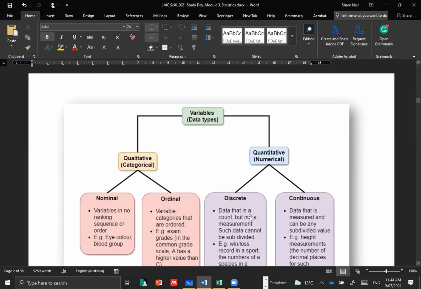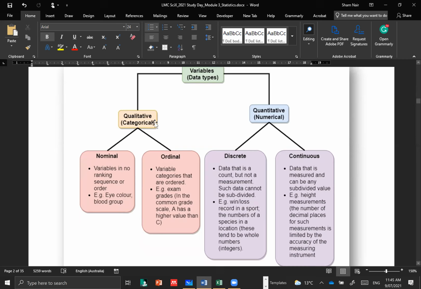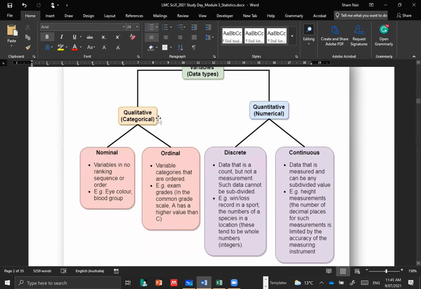Next, you need to know the distinctions between the different types of data. Data are generally divided into qualitative and quantitative. The word quantitative, quant means to measure. That means you're going to be measuring some variable. Qualitative means that it's categorical. You're looking at the quality of some variable. On the left, we've got categorical data, which are further divided into nominal and ordinal.